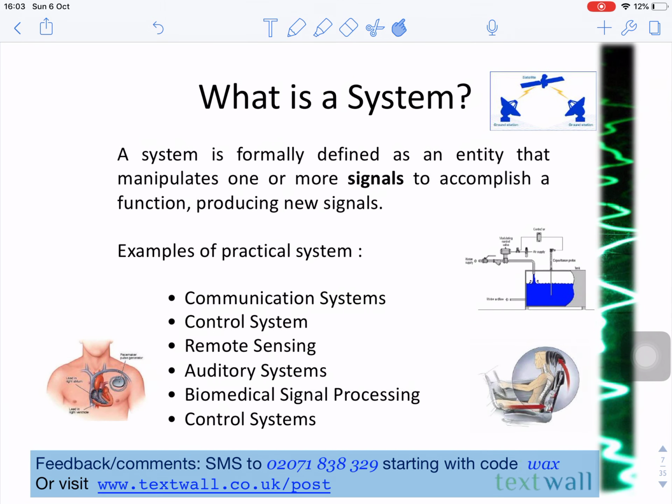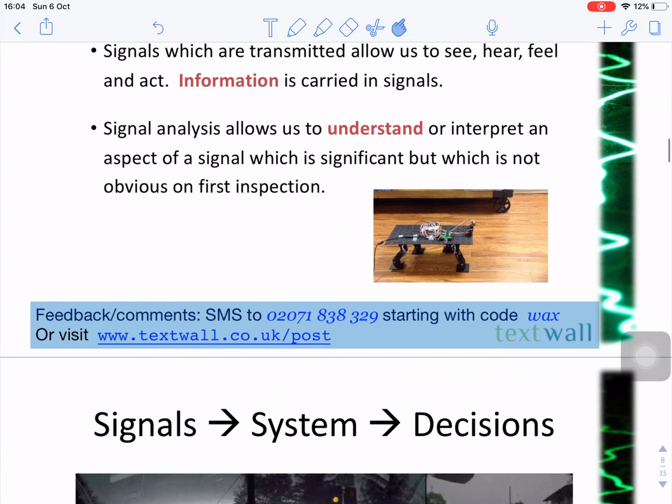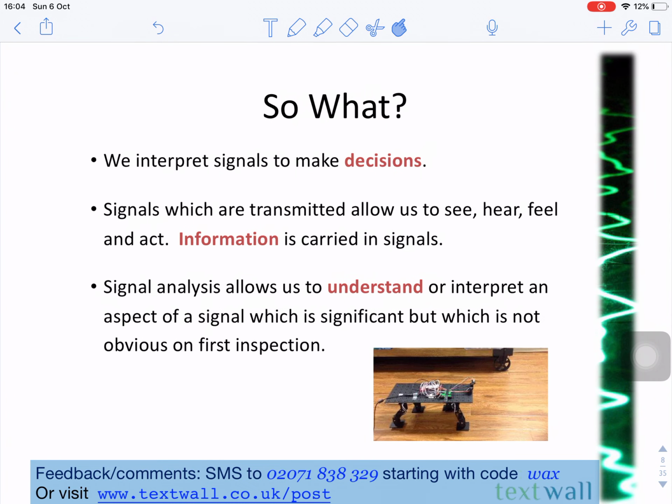And what is a system? A system is formally defined as an entity that manipulates one or more signals to accomplish a function. Examples of practical systems are communication systems, control systems, motor systems, and biomedical signal processing. We interpret signals to make decisions. Signals transmitted allow us to see, hear, feel and act. Information is carried in the signal.